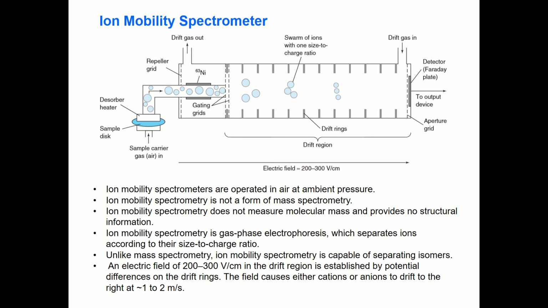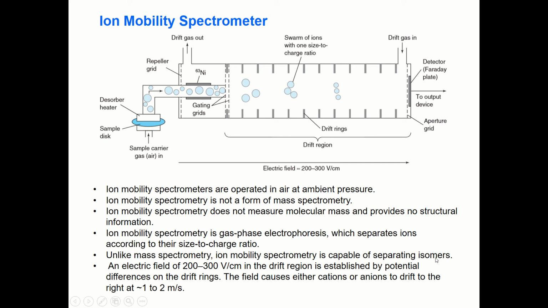Electrophoresis is where ions in solution move under the influence of an electric field, and depending on charge and mass, the ion mobilities are different. Ion mobility spectrometry does not measure molecular mass and provides no structural information. It is a gas phase electrophoresis, not in solution phase but in gas phase, which separates ions according to their size to charge ratio. Unlike mass spectrometry, ion mobility spectrometry is capable of separating isomers.